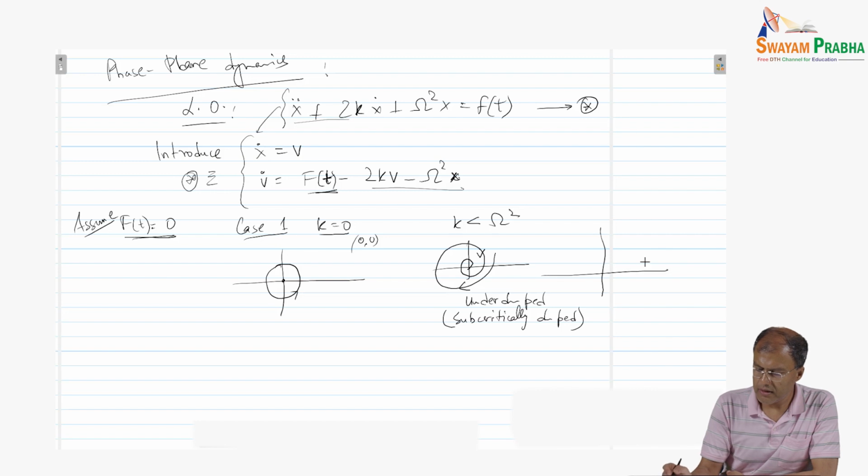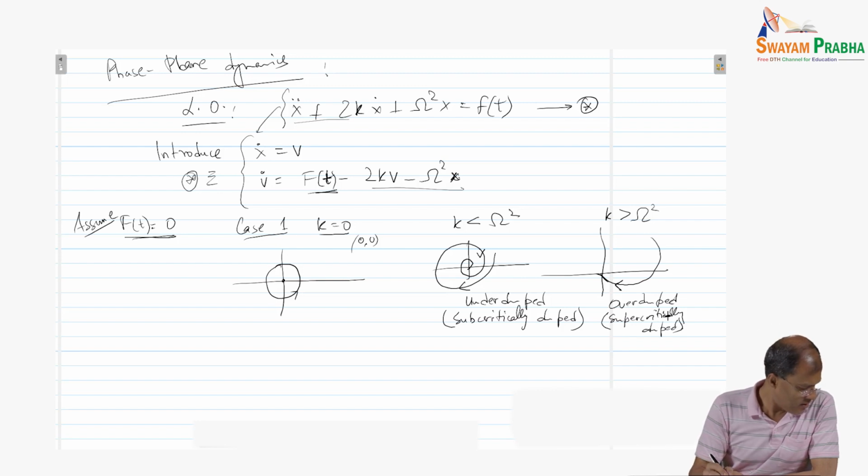And the second is for k greater than omega square, we have that this is overdamped, which means that the solution quickly converges to 0 faster. So this is an overdamped system with a supercritically damped setup. Supercritically damped. Okay.